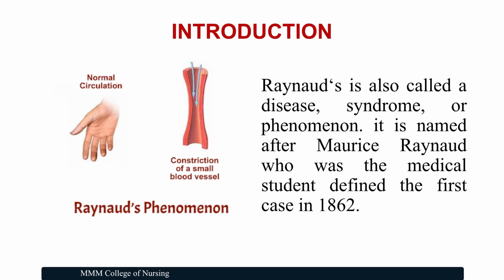Alright, so a little background first. This condition is named after a French doctor called Maurice Raynaud. Interesting thing is, he was actually a medical student when he first described this condition. That was in 1862. Now, you will hear this condition called by different names. Sometimes Raynaud's disease, sometimes Raynaud's syndrome, sometimes Raynaud's phenomenon. Now, why so many names for the same thing? The name used actually depends on whether there is an underlying cause or not. We'll understand this better when we get into classification. For now, just know all three names refer to the same basic problem.